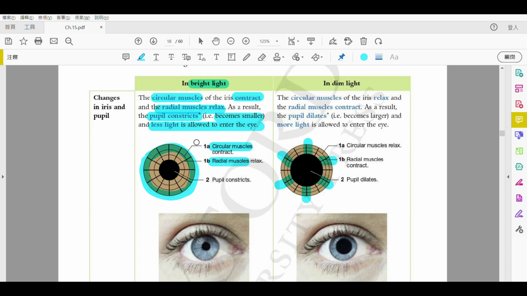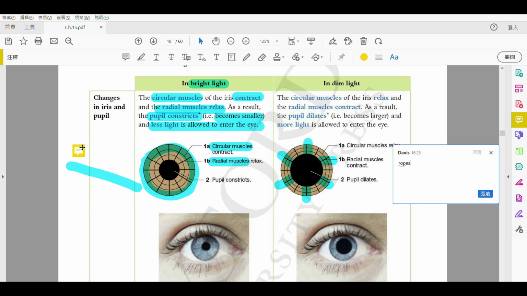So if it is smaller, that means these radial muscles should relax. Why? You can just imagine these radial muscles are like a rope. 好似一條線咁樣，或者一條繩咁樣嘅. They're just like ropes. Okay? And they are like pulling. 係拉緊嘅啦, pulling the pupil. So if they're relaxing, they're not pulling. So when they're not pulling the pupil, you can see the pupil is very small in size, right?